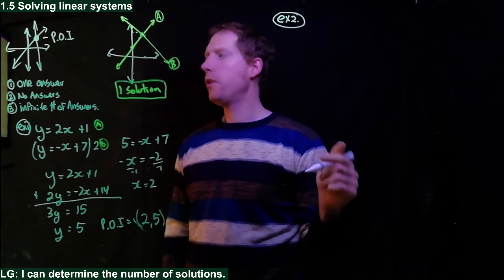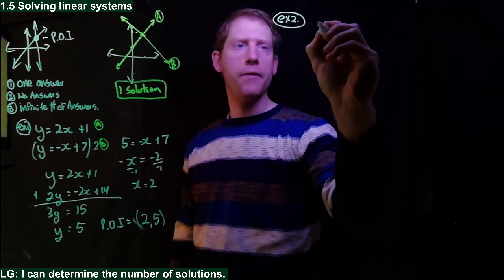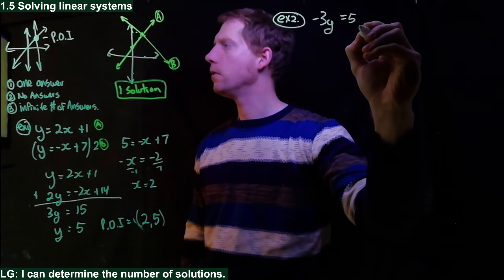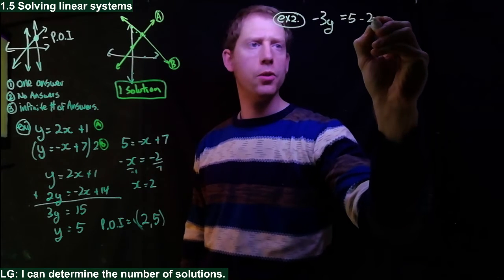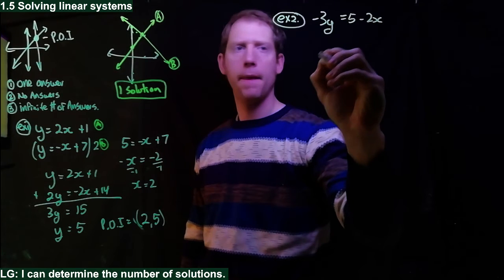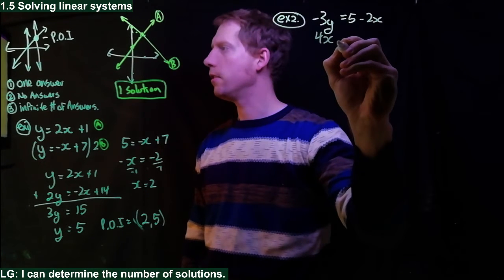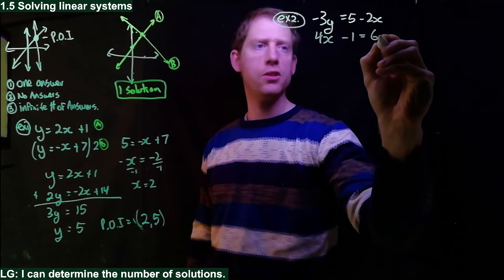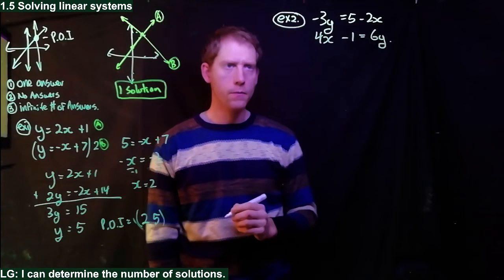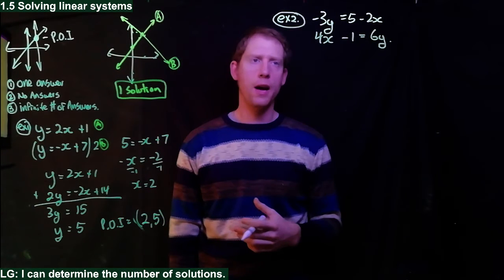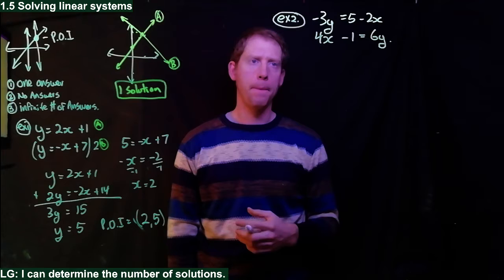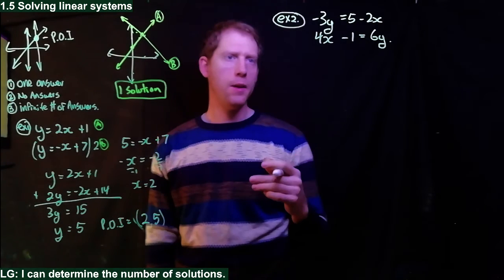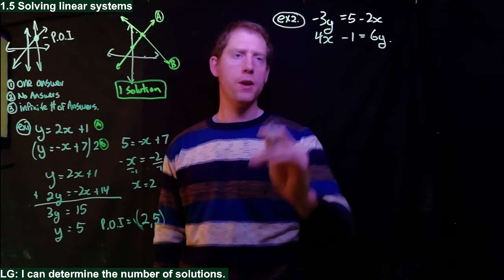For example number 2, let's have a try. We have negative 3y is equal to 5 minus 2x. Then we have 4x minus 1 is equal to 6y. How many solutions do I have? Okay, now you could use elimination or what have you. We can rearrange my equation.